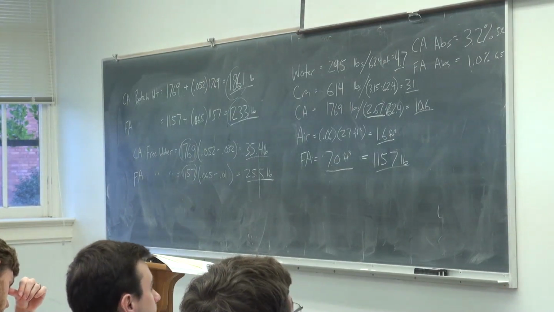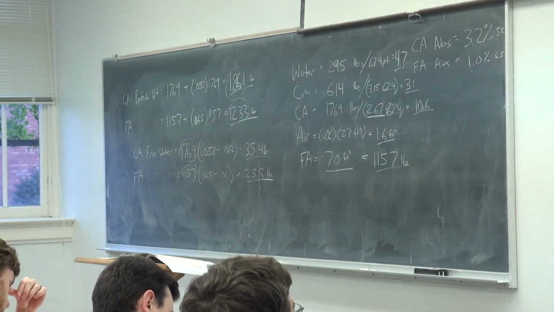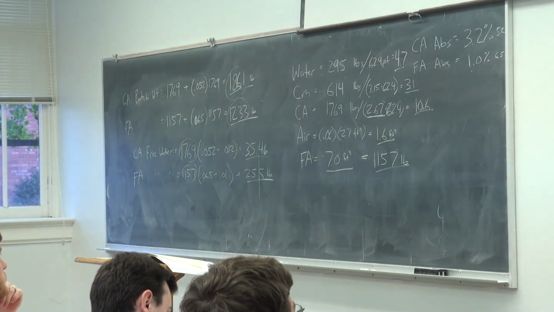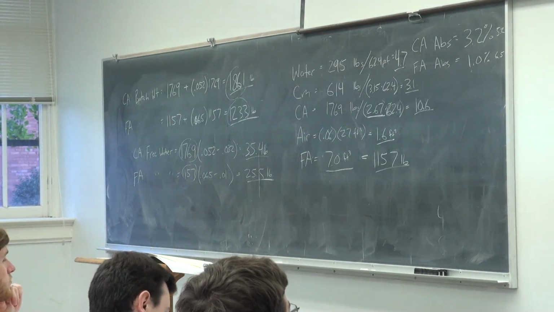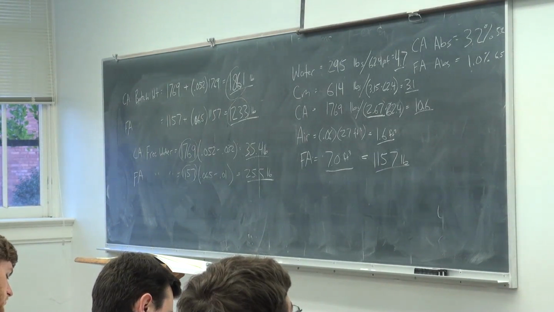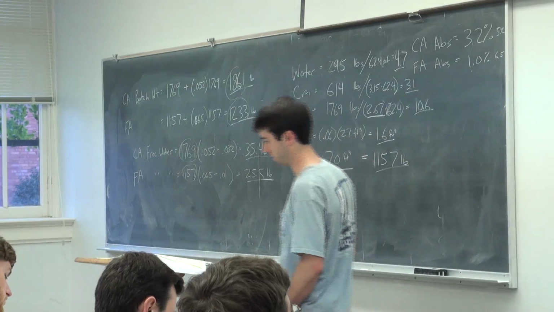234. And the cement doesn't change. So this would be your final mix design. Water just went down. Coarse ag and fine ag went up because the water is in them. Easy enough.